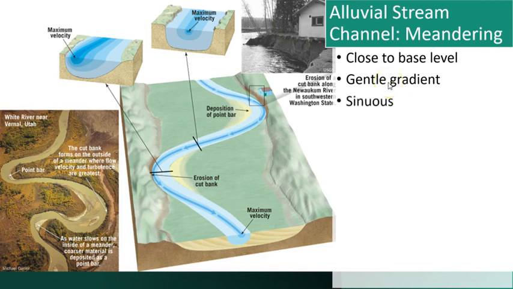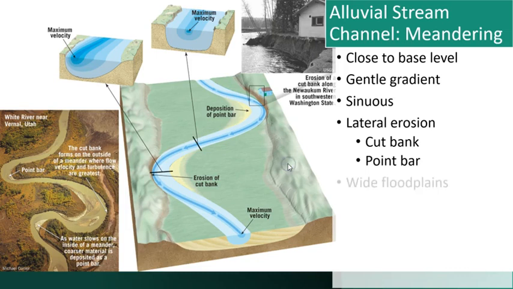This sinuosity results in more lateral than downward erosion because stream flow increases along the outside of meanders. This results in erosional features called cut banks. While on the inside of the meander curve, stream flow slows, prompting deposition of alluvium and the development of point bars. This results in the development of the wide floodplains characteristic of meandering streams.